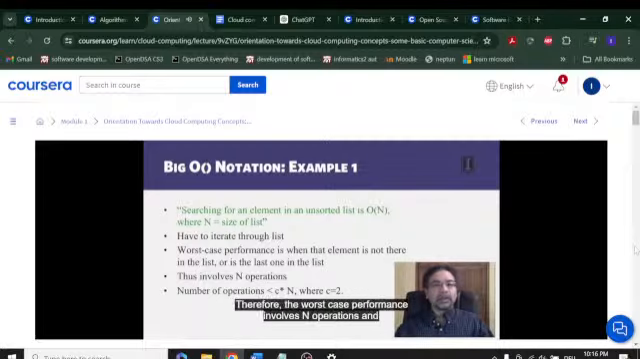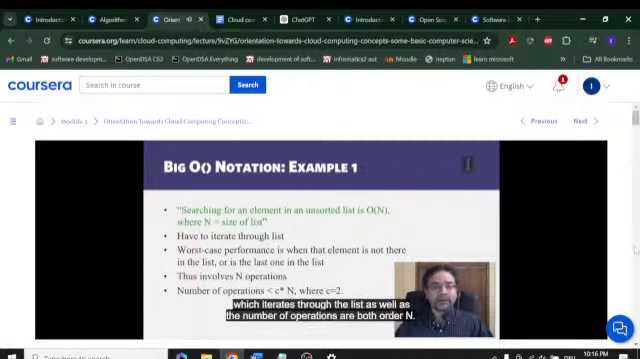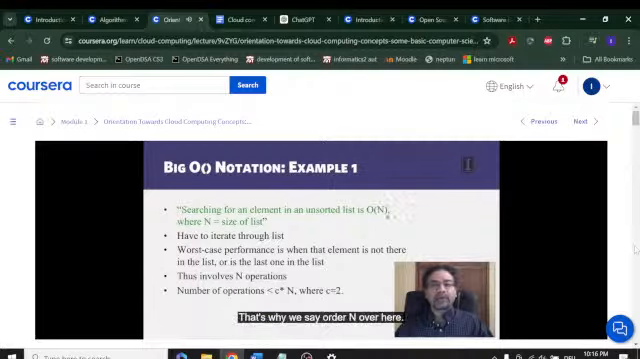Therefore, the worst case performance involves n operations, and the number of operations involved is less than c times n, where c equals 2, because the number of operations is n, where n is the size of the list. So the time as well as the number of operations, assuming each operation takes one unit of time, both the time taken for this algorithm, which iterates through the list, as well as the number of operations, are both order n. That's why we say order n here.